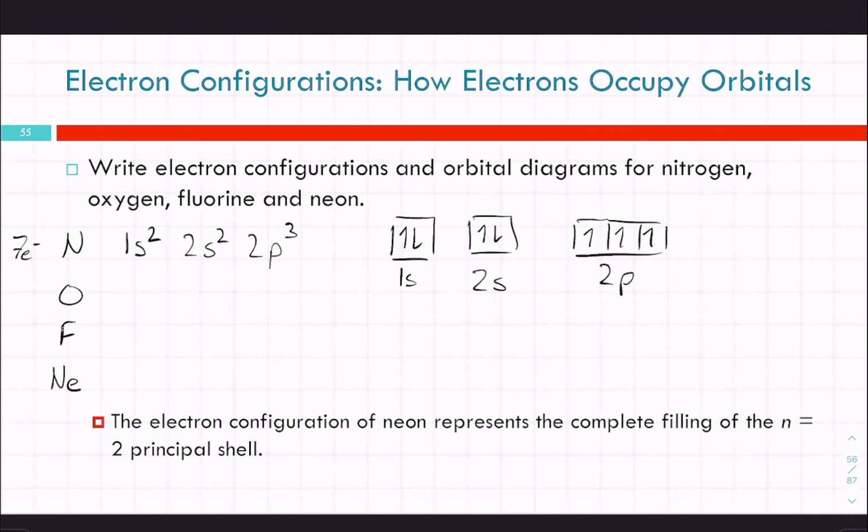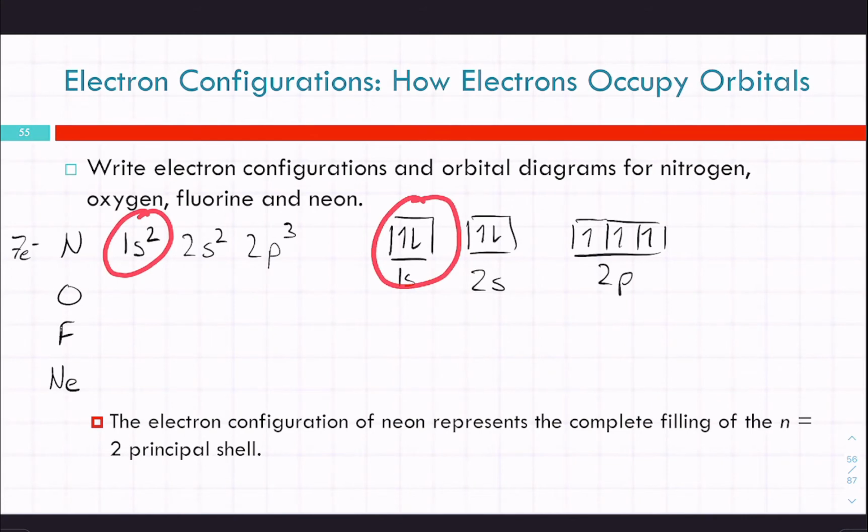Our electron configuration and orbital diagrams should match. So 1s2, we have 2 electrons that we drew into the 1s orbital. 2s2, we also drew 2 electrons into the 2s orbital. And then 2p3, showing 3 electrons in our 2p orbital.